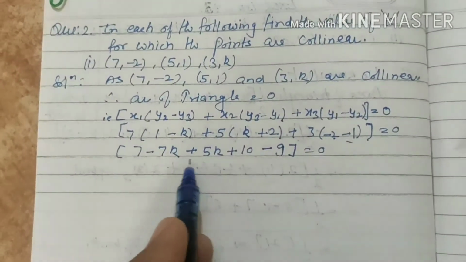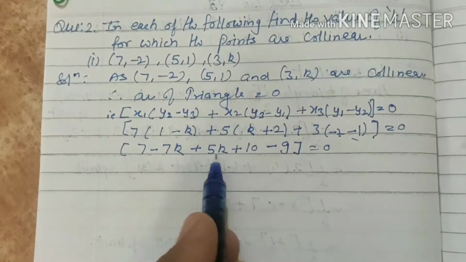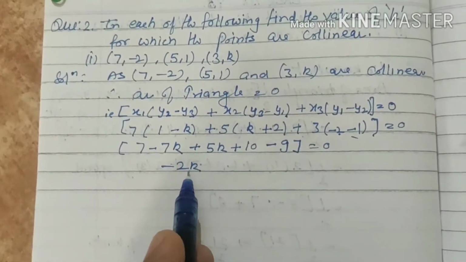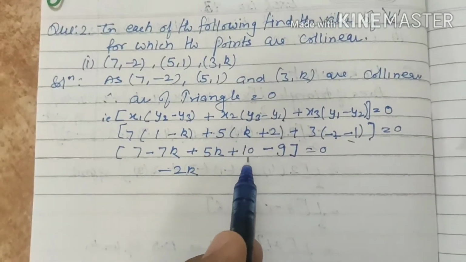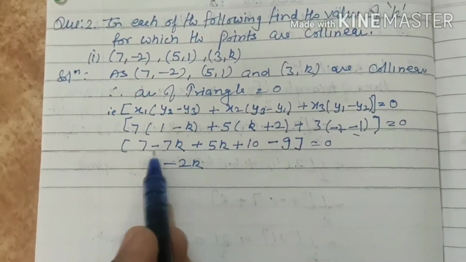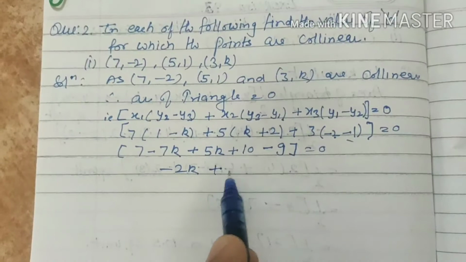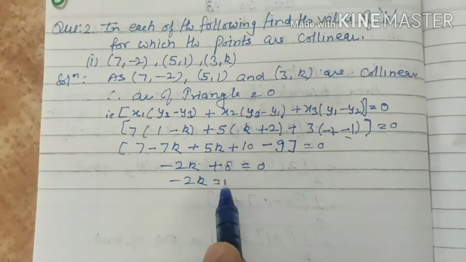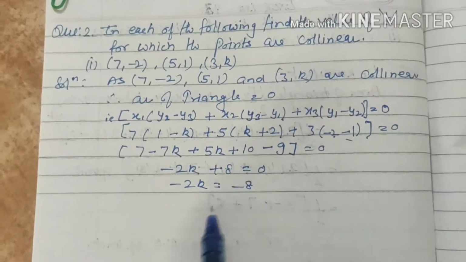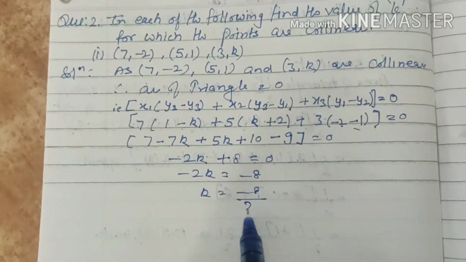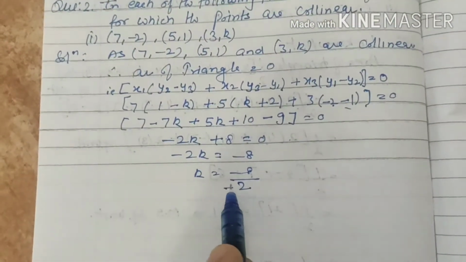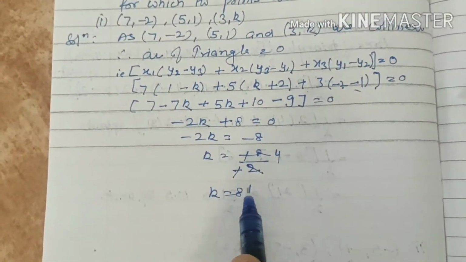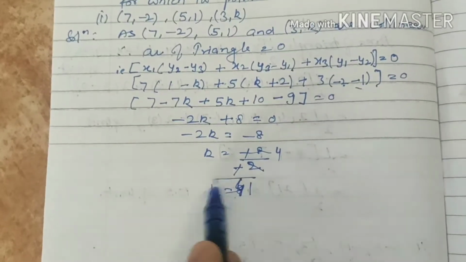So you can see, minus 7k plus 5k becomes minus 2k, and here it is 10 plus 7, 17 minus 9 becomes 8, so we will have plus 8 equals to 0. So now minus 2k equals to minus 8, and k will be minus 8 upon minus 2, so the minus sign will be cancelled, 2 fours are 8, so we have k as 4.